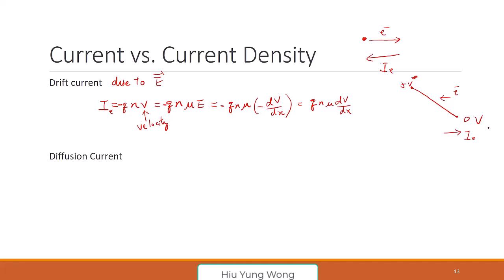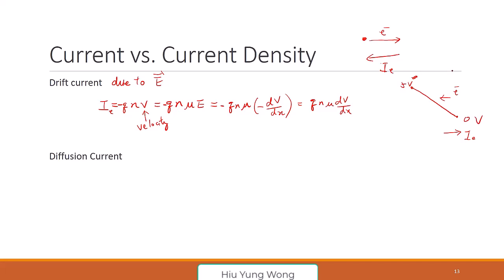Then dV/dx should be 0 in that case. What did I do wrong here? Can anyone point out my mistake? This equation should be correct. Yeah, this is correct. Sorry. Oh no, electric field is negative dV/dx. Okay, let me take care of that later.